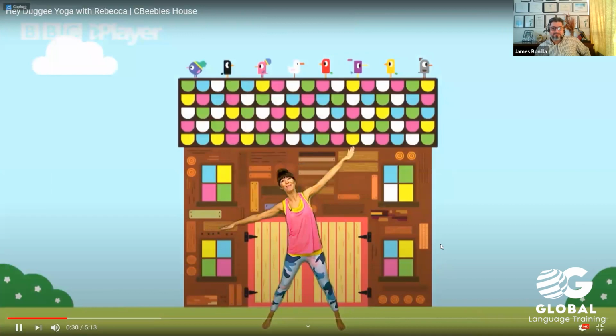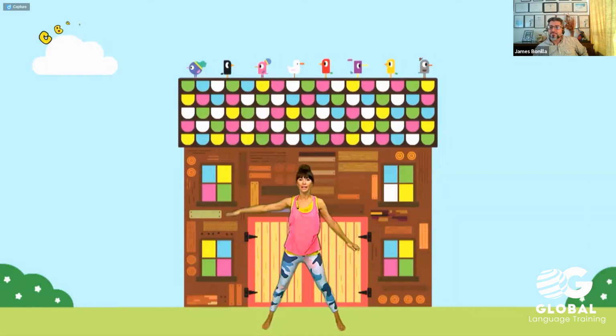A cool warm-up activity, fantastic. Now, I wonder what Dougie has planned for us today. Woof. There. Dougie wants us to find a rainbow leaf. Maybe we'll then work on vocabulary and stuff.